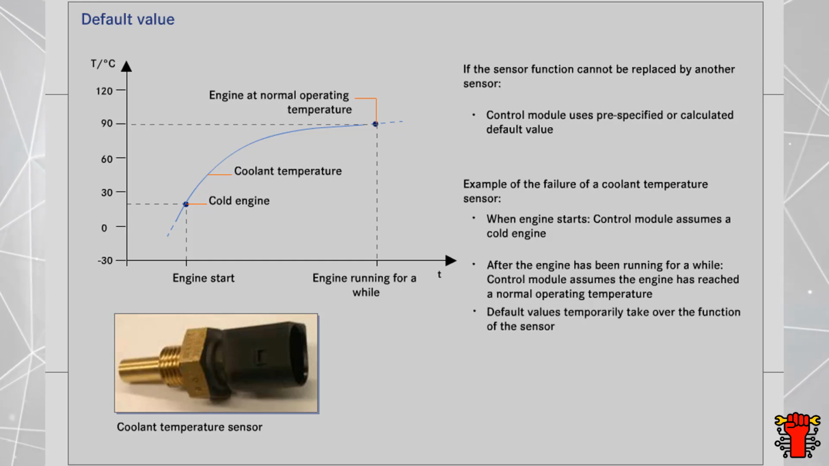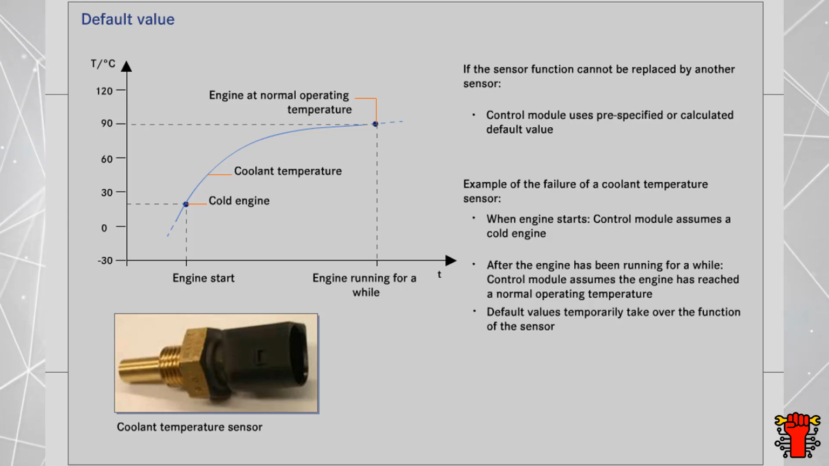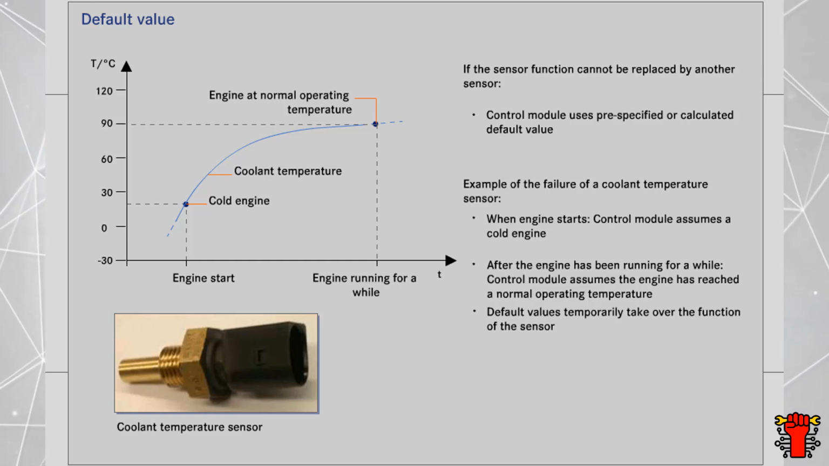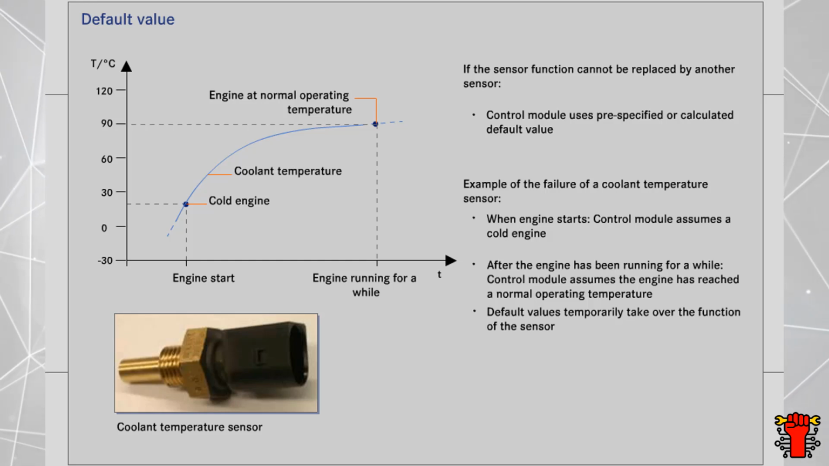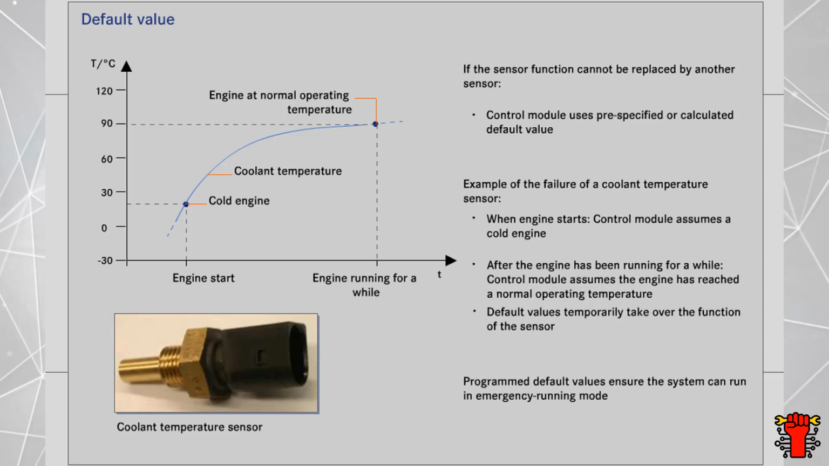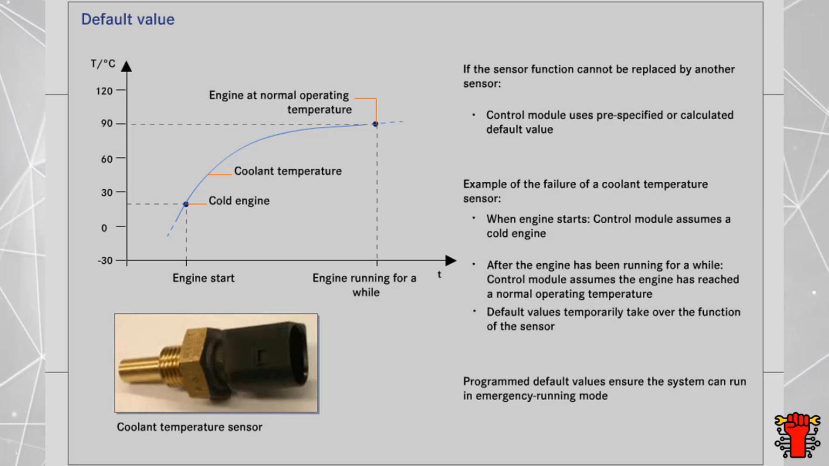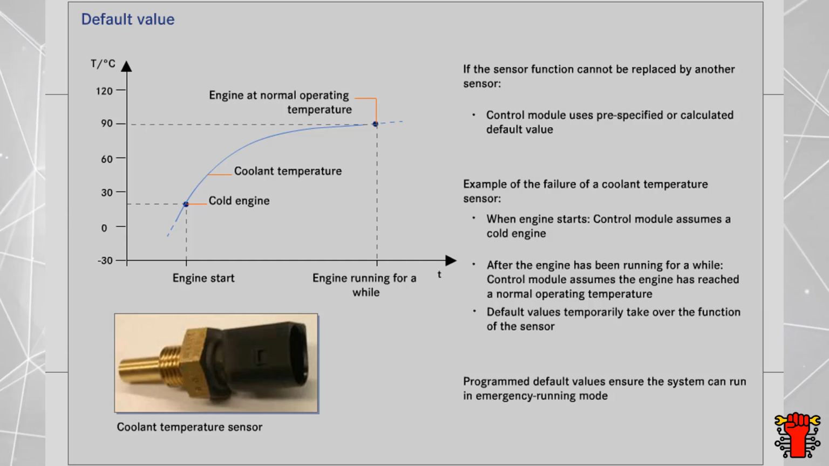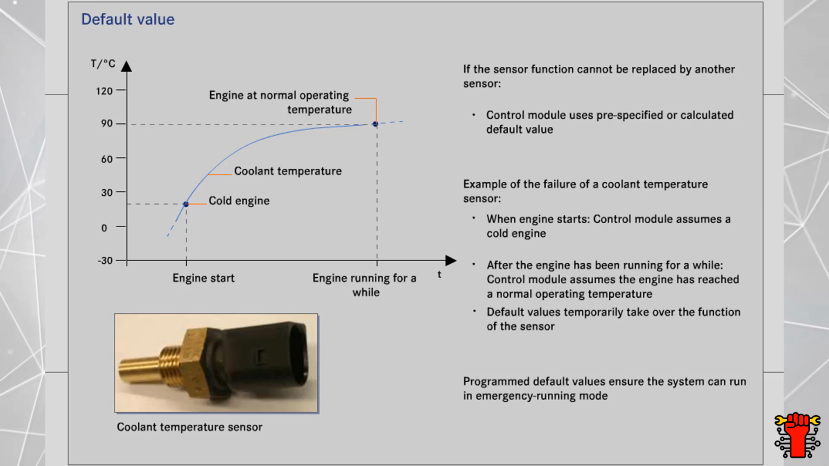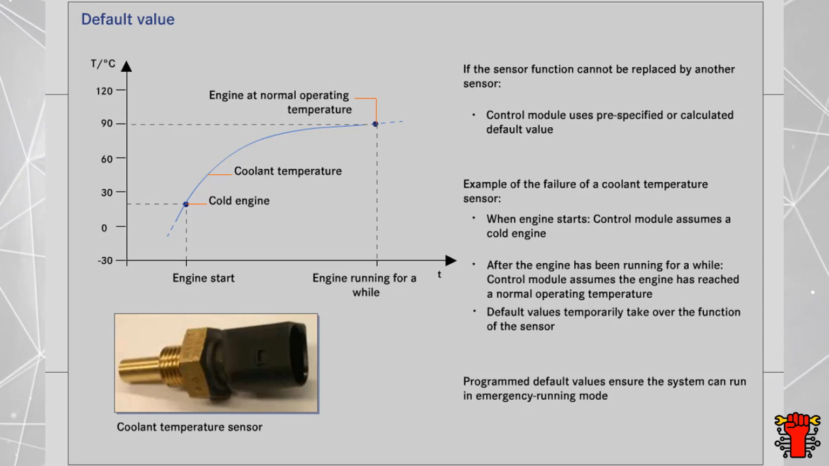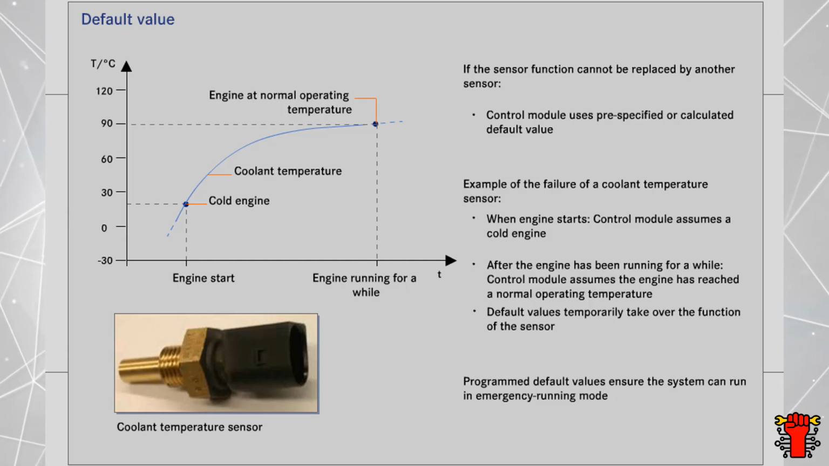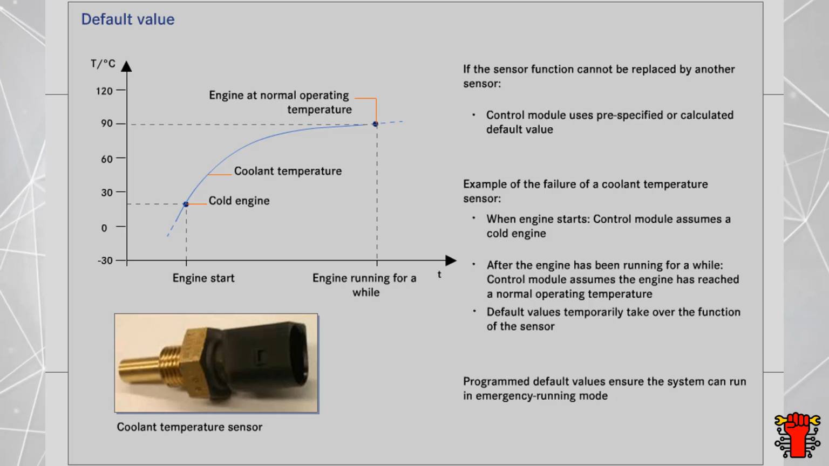Both situations are programmed into the control module as a computer model and temporarily take over the function of the sensor until the sensor is replaced. The programmed default values thereby ensure the safety of the system, even in emergency running mode. There are, nevertheless, other situations where the control module switches off the affected system or even prevents the vehicle from being driven if no sensor signals are received.